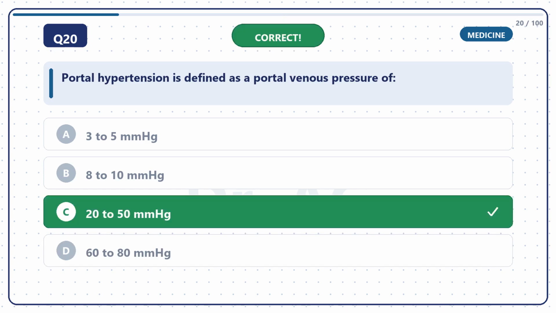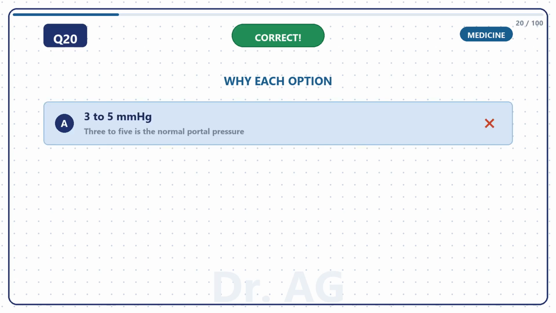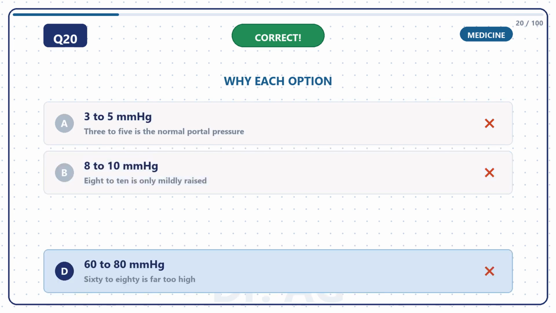The correct answer is option C 20 to 50 millimeters of mercury. Let's go through the options. 3 to 5 millimeters of mercury. 3 to 5 is the normal portal pressure. 8 to 10 millimeters of mercury. 8 to 10 is only mildly raised. 60 to 80 millimeters of mercury. 60 to 80 is far too high.